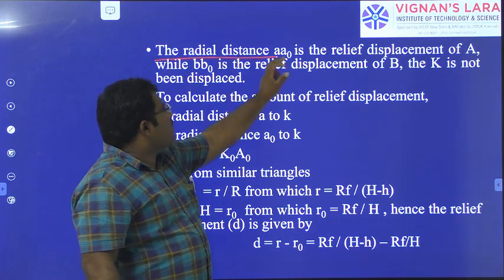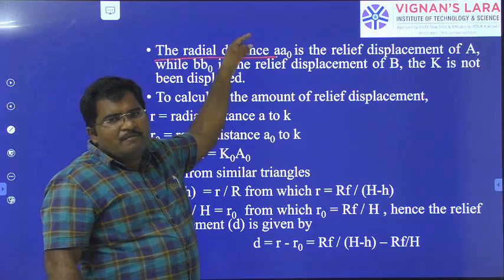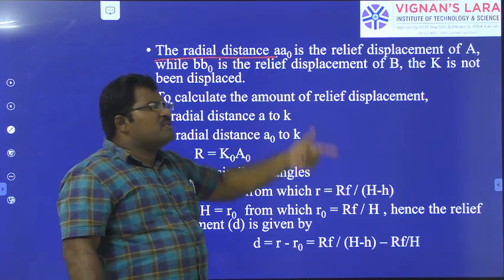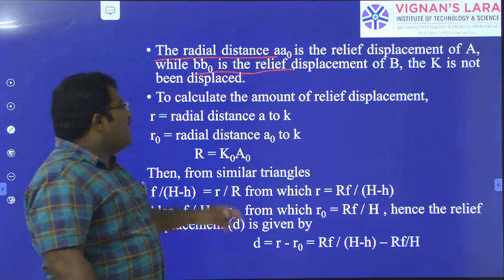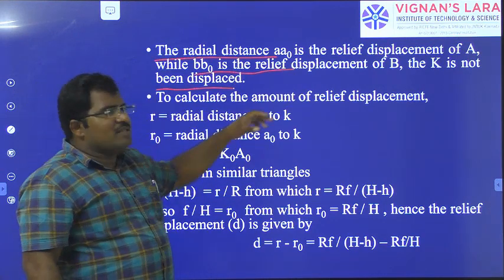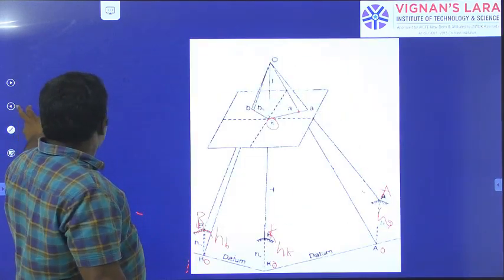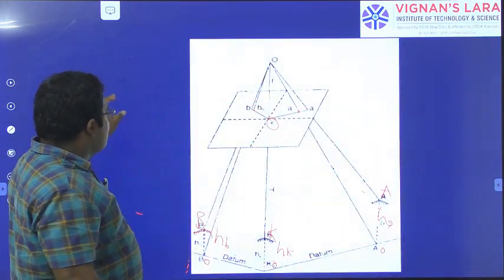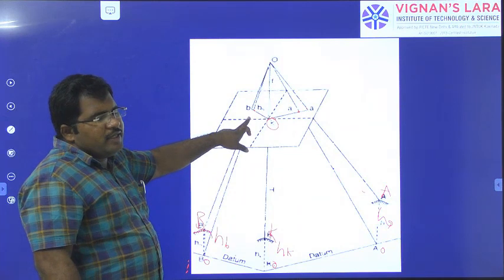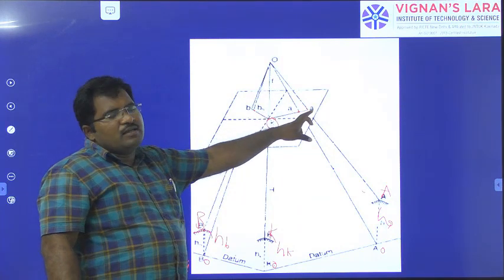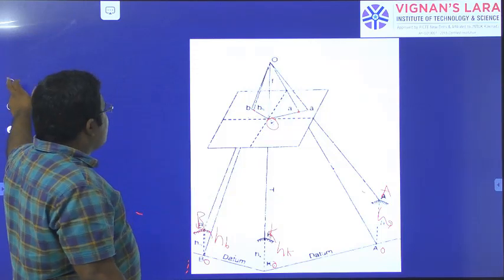The radial distance of a0 is the relief displacement of a. In the previous diagram, the difference at A is called the displacement of A, and B0 is the relief displacement of B. Then K is not displaced, right? So you can see in the previous diagram, here we can see B0 for B, the relief displacement of B, and A0 the relief displacement of A. K is not changing anything, right? That's what was told there.